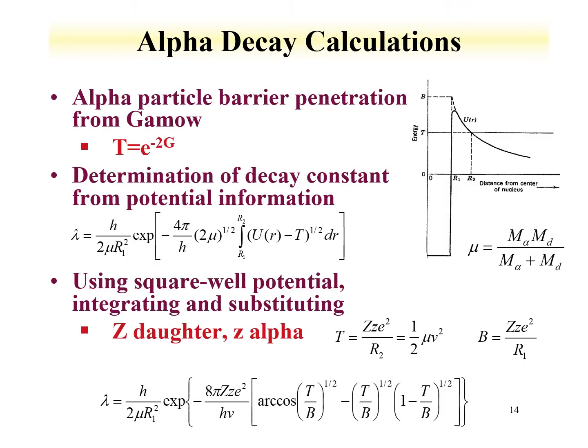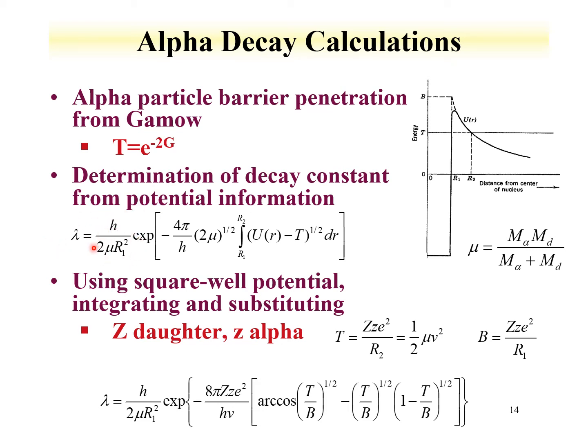There's an equation, the Gamow equation, which is listed here, and this can be used to evaluate the decay constant for alpha decay. We can determine that decay constant from the potential. Here's our nuclear potential, and fundamentally we've got some energy here, T. The alpha particle's at this energy, so what's the probability of it penetrating this barrier? That's all we're really interested in. And we get this equation that's listed here.